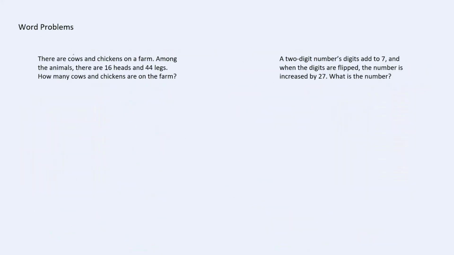Now that we know how to solve a system of linear equations, let's go back to those first problems at the beginning of the video and see if we can solve them. So the first one, we have 16 heads and 44 legs. Well, what do we know? We know that a cow has 1 head and 4 legs, and we know that a chicken has 1 head and 2 legs. Using this information, we can figure out how many of each animal are on the farm by setting up a system of equations.